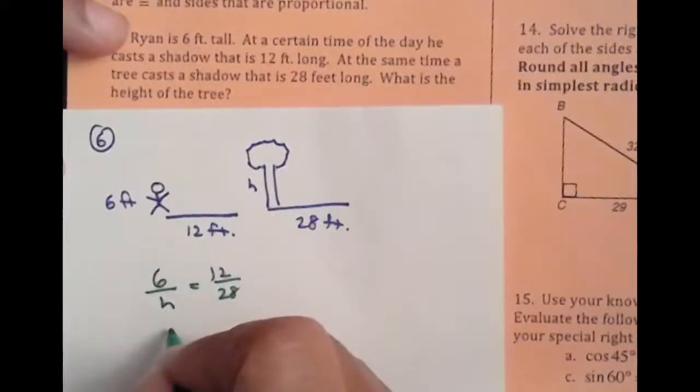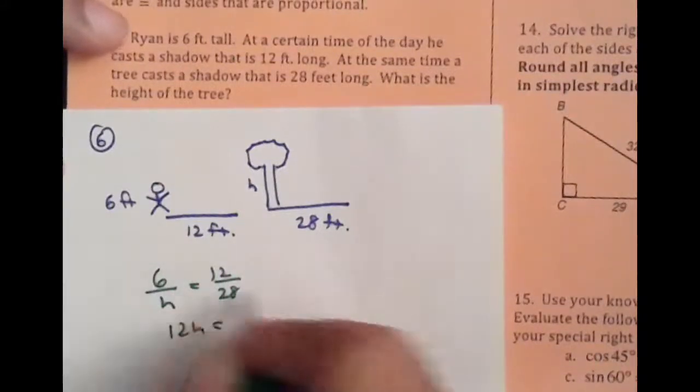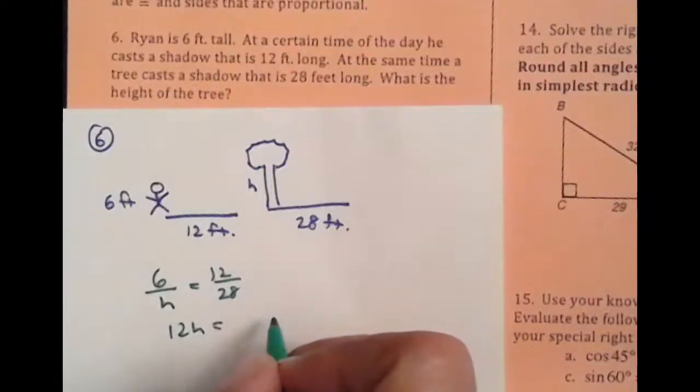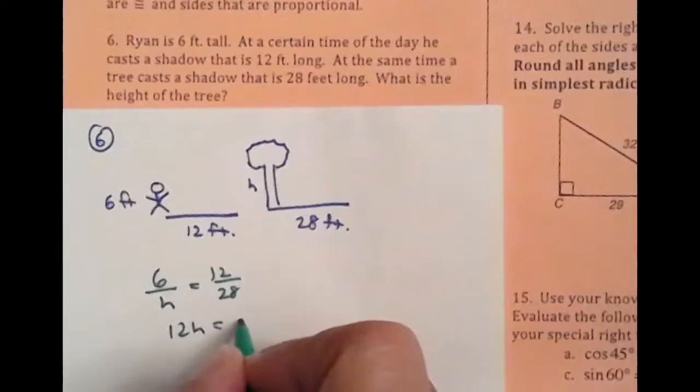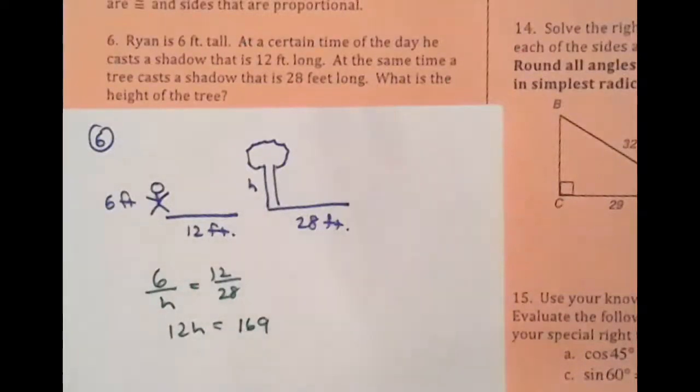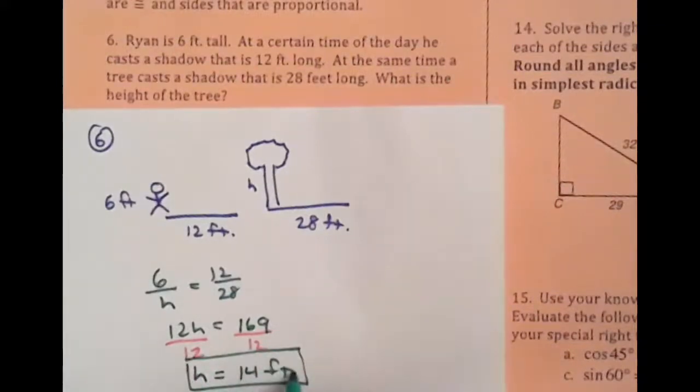So I have H times 12, so that's 12H equals 6 times 28, and 6 times 28 is 168. Divide both sides by 12, and H is going to equal 14 feet. So that's the height of the tree.